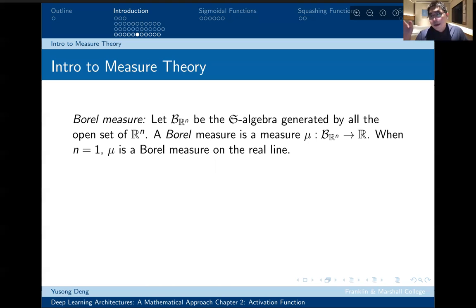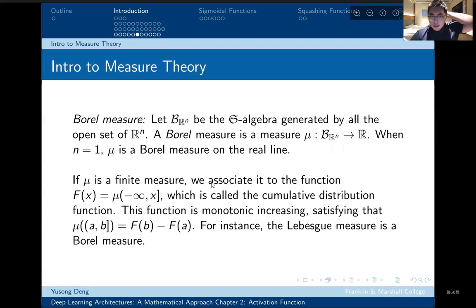R2 to R, you can think of it, okay? Right, on the plane to the real line, and R3 is a cube to the real line, right? It's a little bit straightforward.